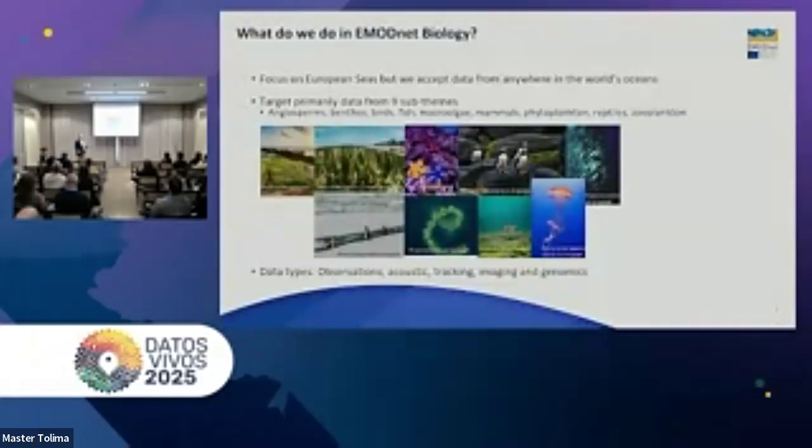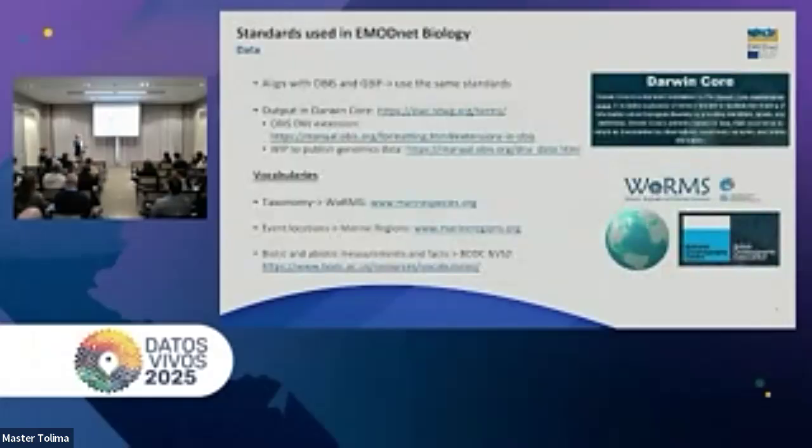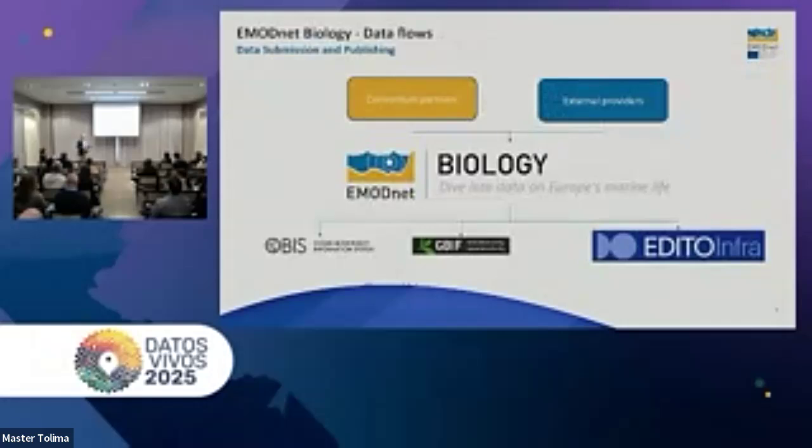In eMoF biology, there are 9 different subthemes, and the species data come from a variety of sources. The data types vary from observations to genomics. The eMoF biology uses the same standards as OBIS and GBIF, and also controlled vocabularies. And the data for biology comes from either outside data providers or the consortium members.